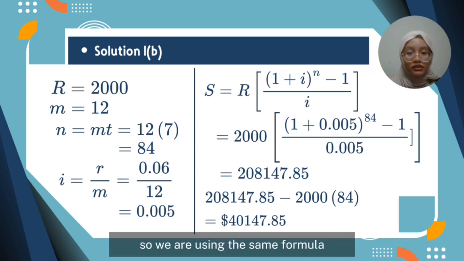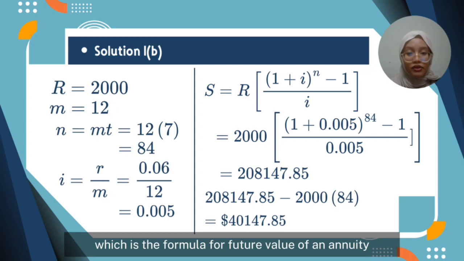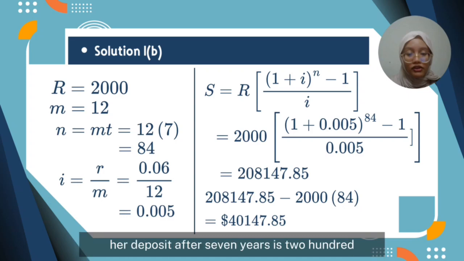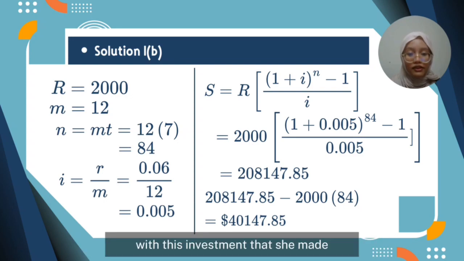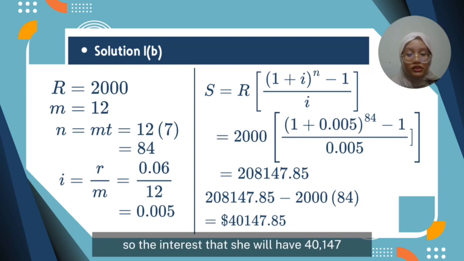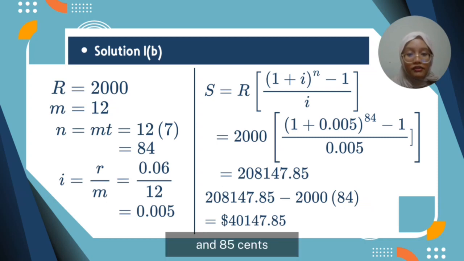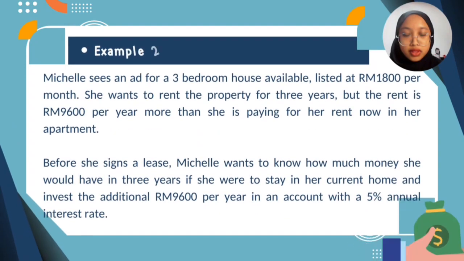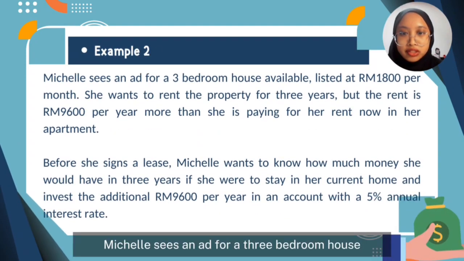So we are using the same formula, which is the formula for future value of an annuity. The amount that she will have on deposit after 7 years is $208,147.85. With this investment, note that she made 84 payments of 2,000. So the interest that she will have is $40,147.85.